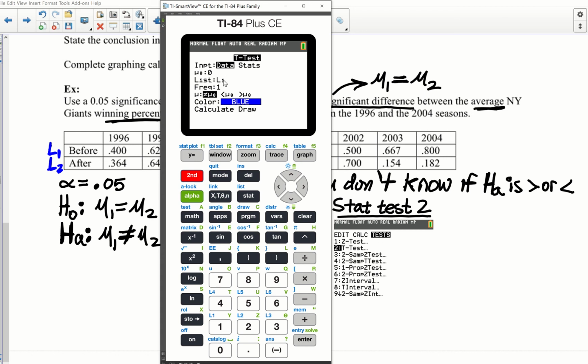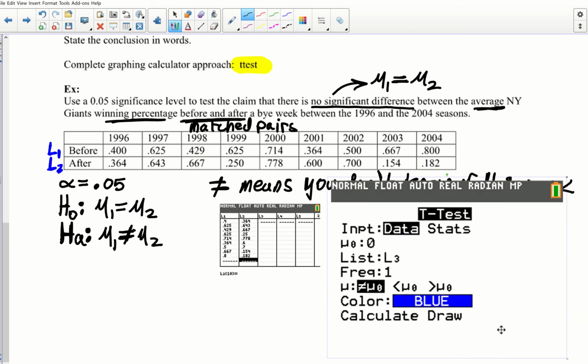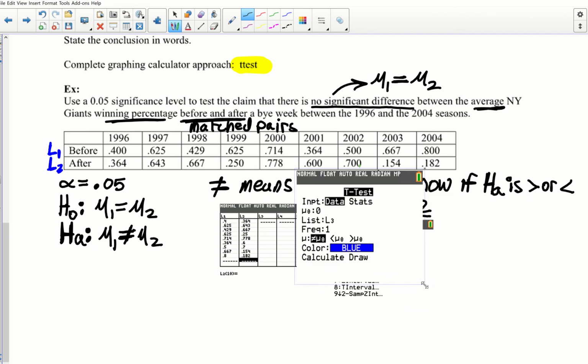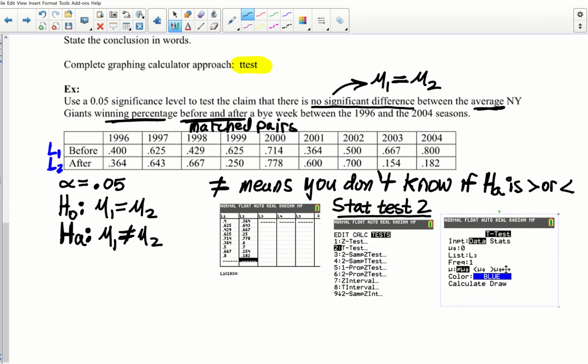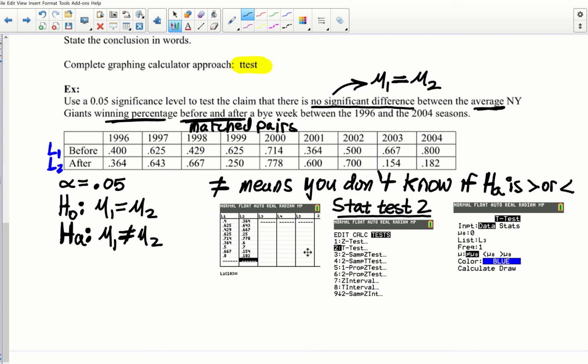All right, so what we need is a list that represents these 2 data values all in one shot. So what we're going to do is make this list 3, L3. So second 3. And you might say, well, we didn't put anything in L3. Well, we're about to, and then we'll come back to this. Sometimes it isn't until you get to this point where you realize that you need to make an adjustment to your data. All right, so that's going to be the setup for the t-test specifically for matched pairs.